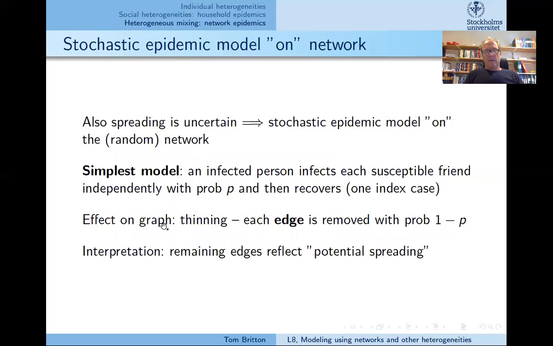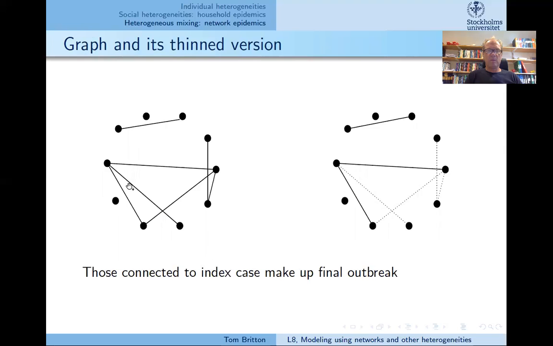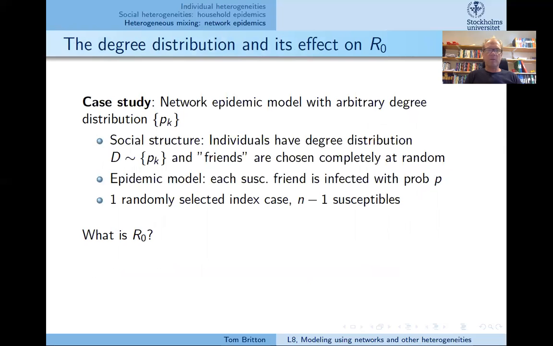This can be illustrated in the graph, where you can think of it as removing each edge with probability 1 minus P, and the remaining edges would then reflect friendships with potential spreading. So if this is the original social network and you remove each edge with probability 1 minus P, maybe the resulting edge system would look like this, and then the remaining black edges would be ones where transmission would take place. But this is maybe a bit too mathematical, so I will not follow up on this.